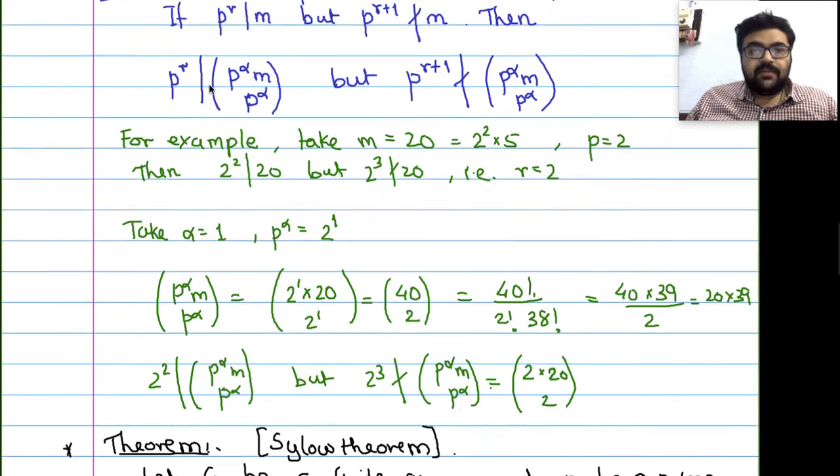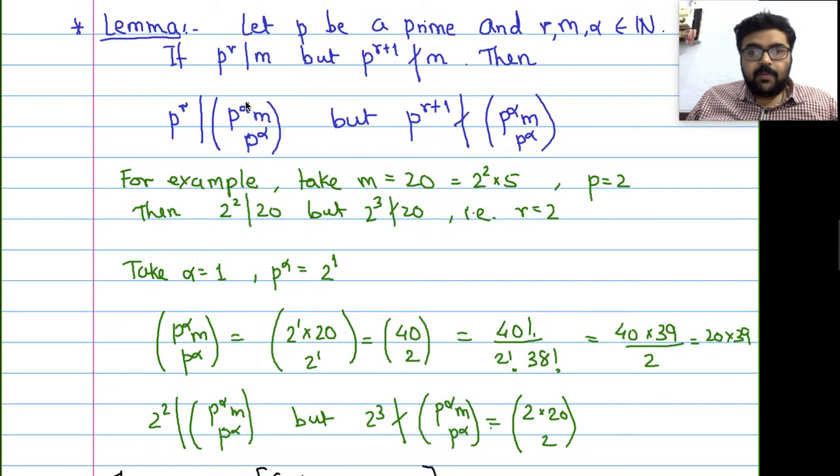So that means if I have the same factor p power alpha here, the maximum power of prime p which will divide this binomial coefficient will be coming from m. There will be exactly as many as in m. Here you can see 2 square divides 20, but 2 cube does not divide 20. Then 2 square divides this, but 2 cube does not divide this. So here it is 2 power 1, 2 power 1.